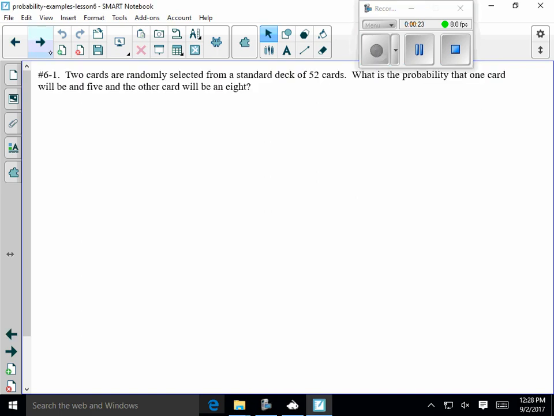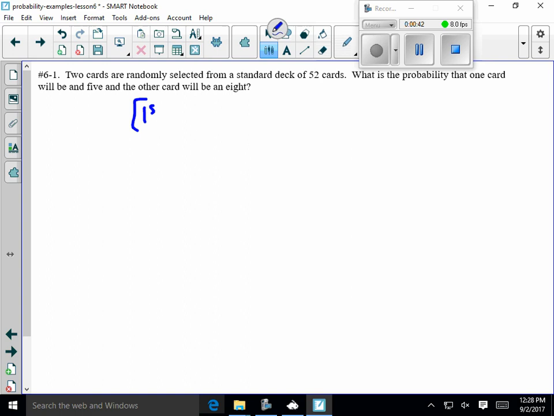Problem 1 says 2 cards are randomly selected from a standard deck of 52 cards. What's the probability that one card will be a 5 and the other card will be an 8? So you can pause the video, try the problem, and then unpause. Okay, so when I look at this problem, I'm thinking there's really a couple ways this can happen, right?